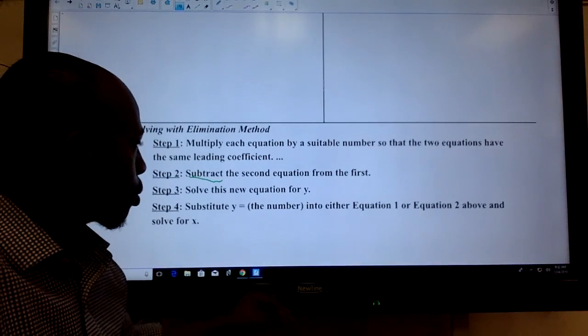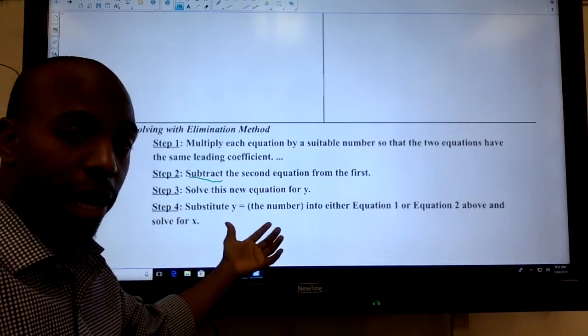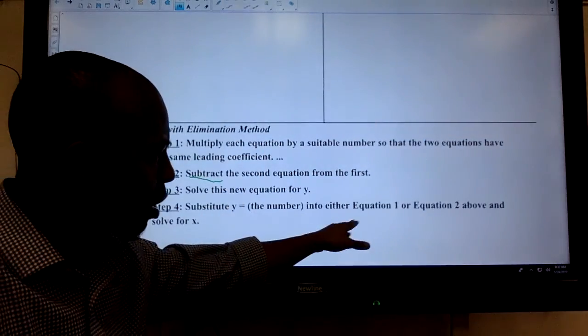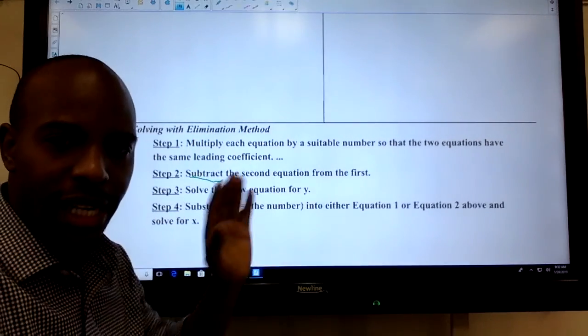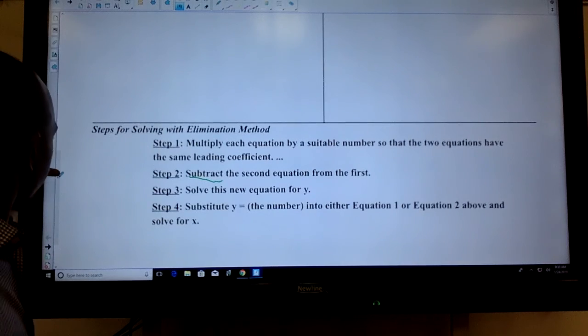Then you're going to substitute that number that you solved for, whether you solved for y or for x, into one of the equations. It doesn't matter which equation, whether it's equation 1 or equation 2, just substitute it in and solve for the other variable, whether it's x or y. I'll show you what we mean.